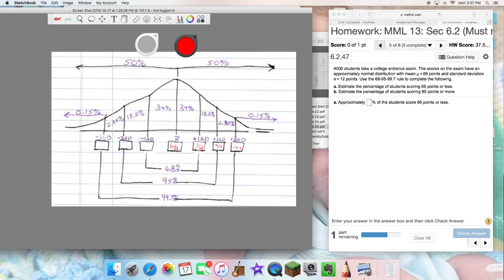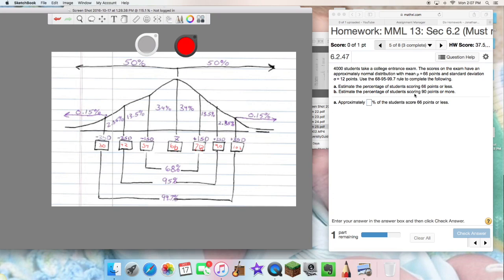All right, now we're going to go back. 66 minus 12, that's going to give me 54. Then I'm going to get 42. And then lastly, I should get 30.